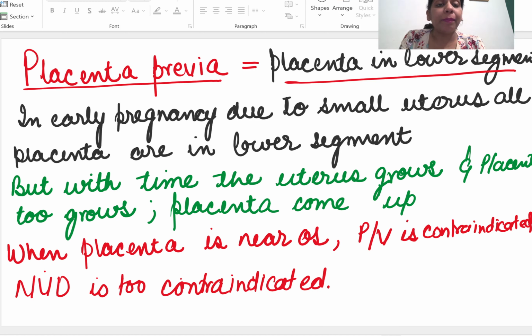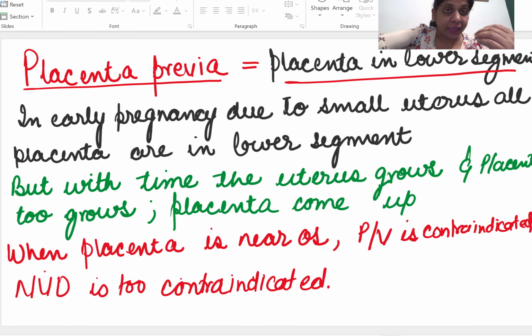But if the placenta is left behind near the os, if the placenta does not move upward, and moves downward toward the os, then it is known as placenta previa, because now the placenta is above the cervical os. Now when we do PV, we will put the finger in the placenta. So that is why PV is contraindicated in the case of placenta previa.